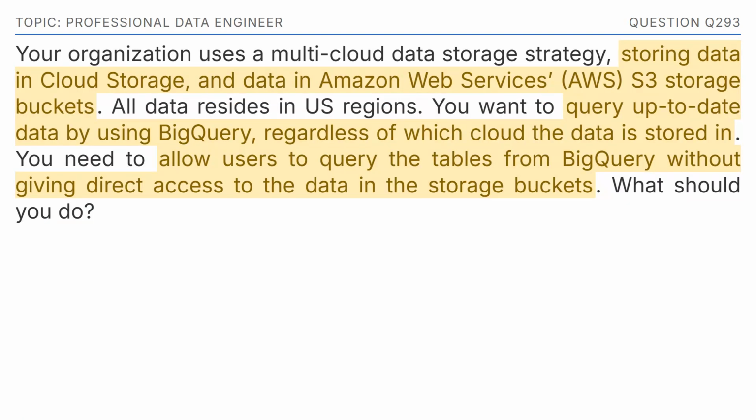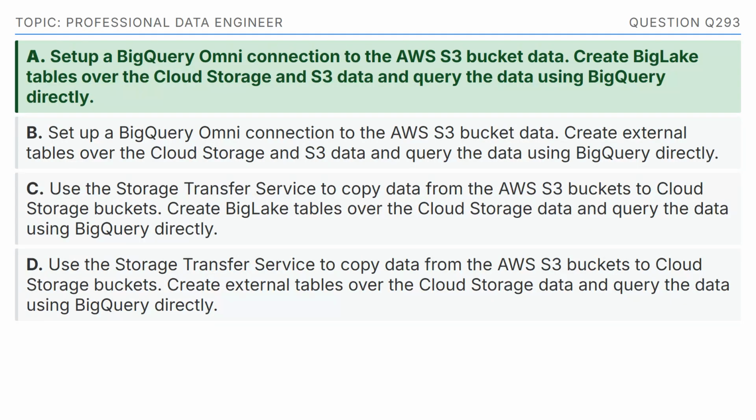To arrive at the correct answer, we focus on the keywords: storing data in Cloud Storage, and data in Amazon Web Services, AWS, S3 storage buckets, query up-to-date data by using BigQuery, regardless of which cloud the data is stored in, allow users to query the tables from BigQuery without giving direct access to the data in the storage buckets. The correct answer is Option A, set up a BigQuery Omni connection to the AWS S3 bucket data. Create BigLake tables over the Cloud Storage and S3 data and query the data using BigQuery directly.